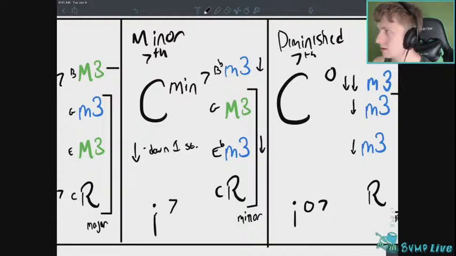So that's a minor 7th. Very nice sounding. Very useful in pop music. Very useful in electronic music. It's got a lot of emotion to it. And it's pretty easy to use.